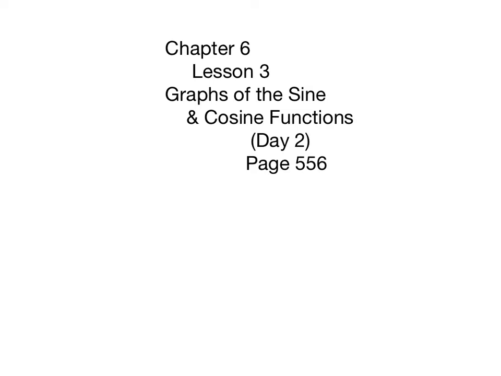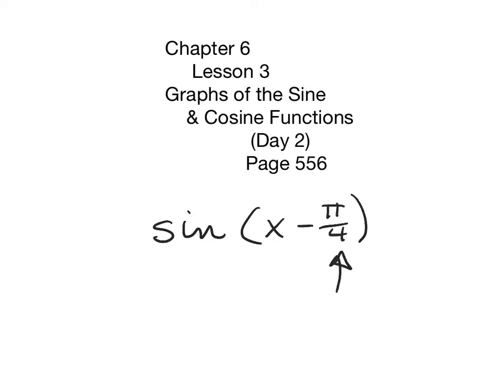So for example, if I give you a question like this and I say, let's do sine, and then we'll have an x minus pi over 4. This pi over 4 is going to tell us how many degrees we're shifting it.